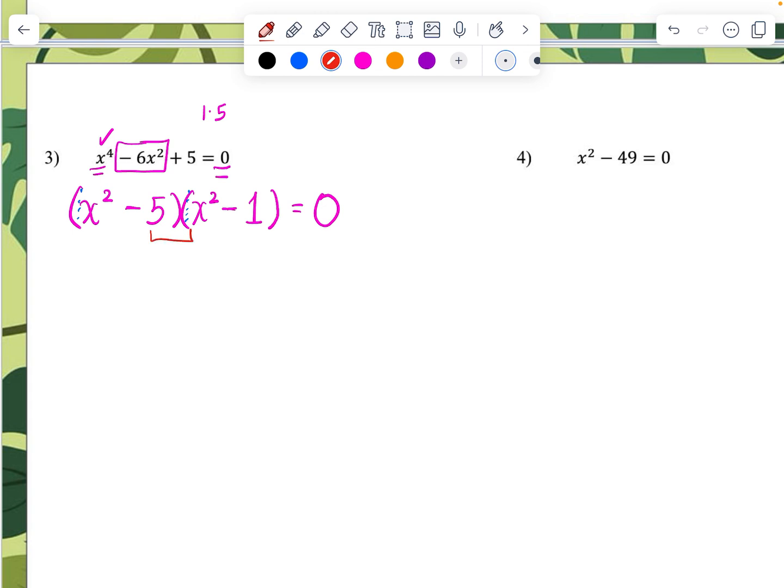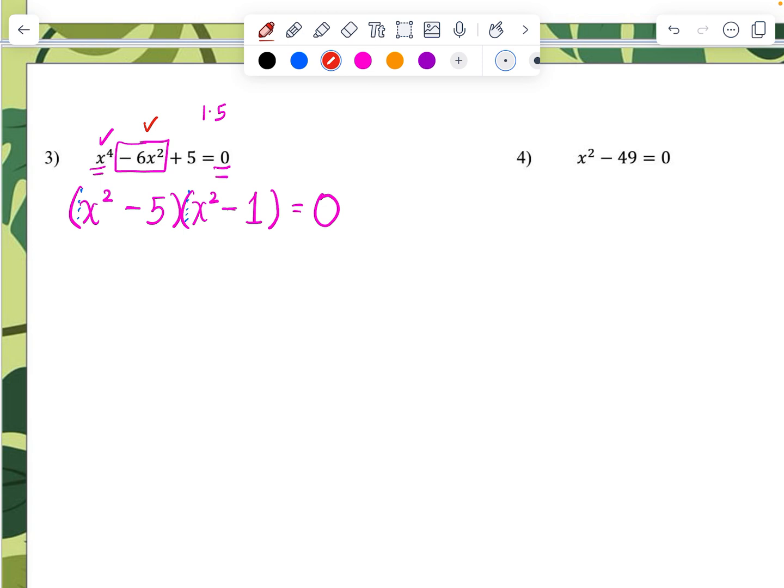Negative 5x squared is negative 5x squared. This is negative 1x squared. If I add those two together, I get negative 6x squared, which is where I want it to be. So again, guess and check. Do a mental check. I'm just showing you that that's what that mental check means.